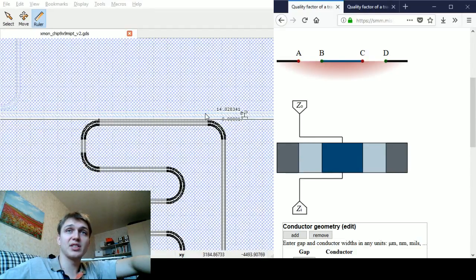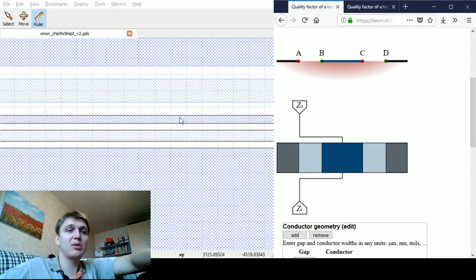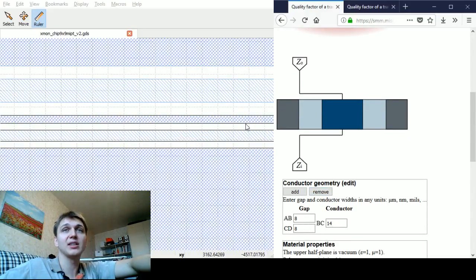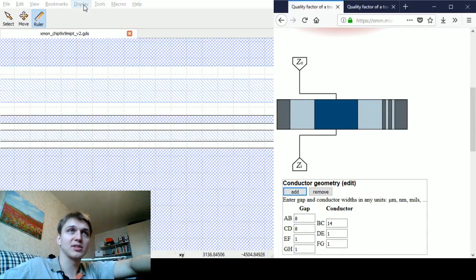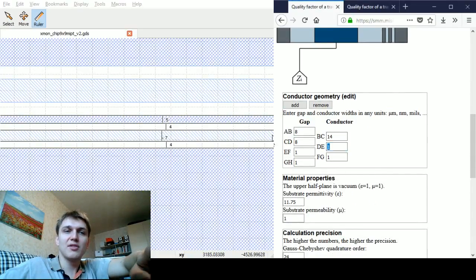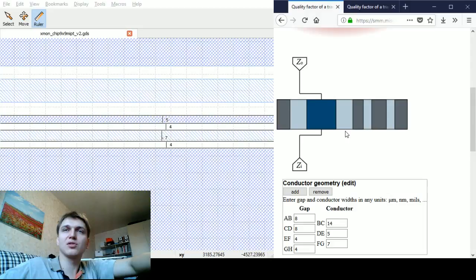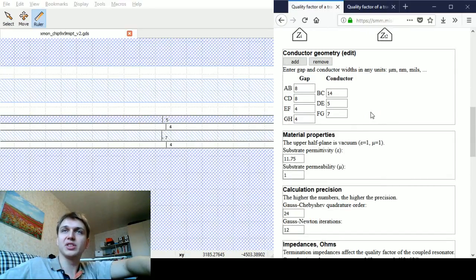We still have the same coplanar waveguide transmission line, but now we have a second transmission line next to it and a piece of ground in between. So we add two conductors here, and the widths of these conductors are 5 microns, 4 microns, 7 microns, and again 4 microns. That's what we write here: 5, 4, 7, 4, and this is the cross section. This is one conductor. The blue conductor is the feed line. The resonator is here, the yellow conductor.